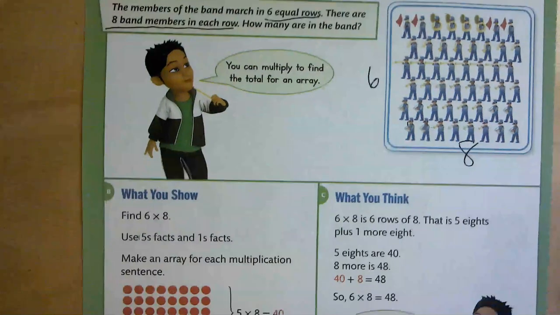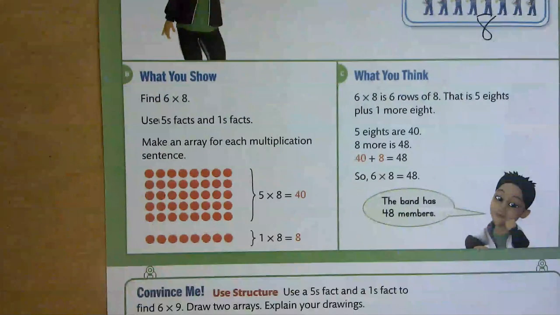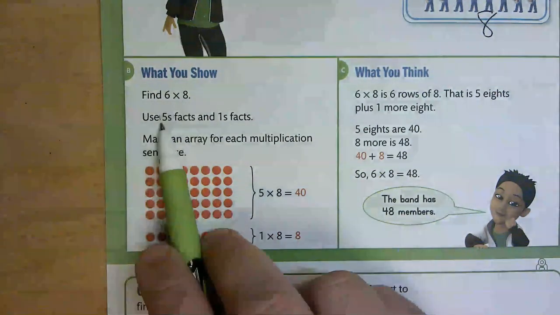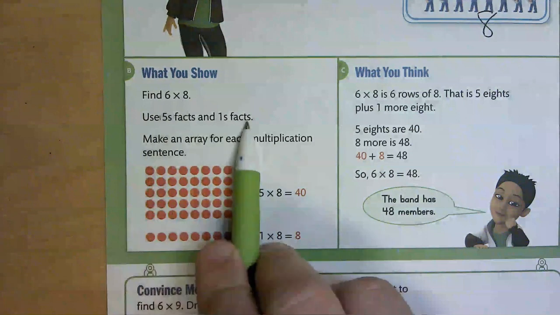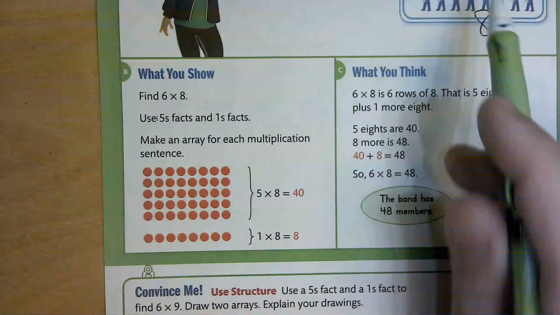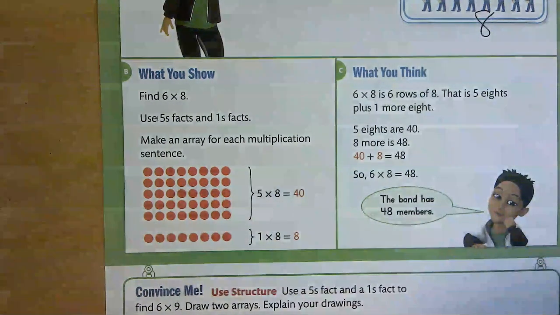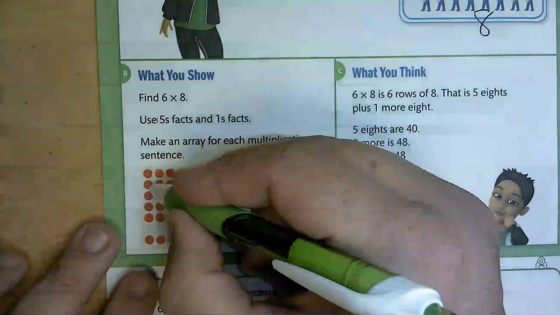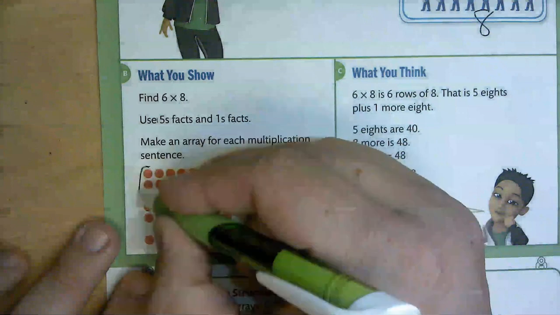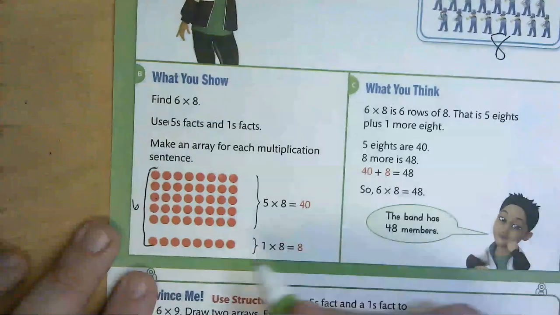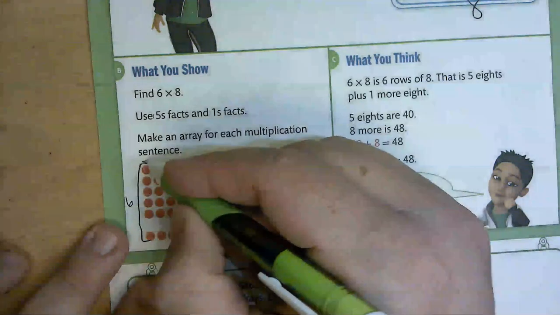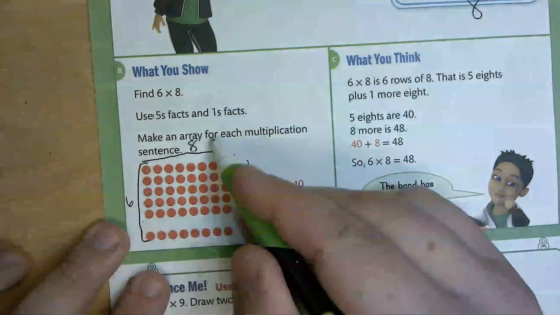So let's go ahead and, like I said, go to box B. And in box B, it says find 6 times 8. We can use 5 facts and 1's facts to do this. So they took our array up here and used our chips down here, the little counters, all right? And so we've got 1, 2, 3, 4, 5, 6 all the way down is 6, and then going across 1, 2, 3, 4, 5, 6, 7, 8. So going across is 8, so it's a 6 by 8.